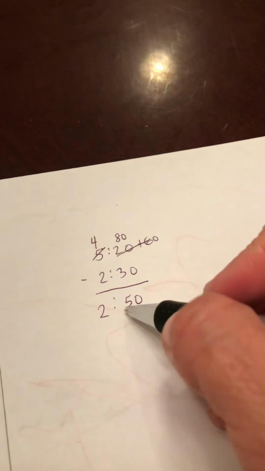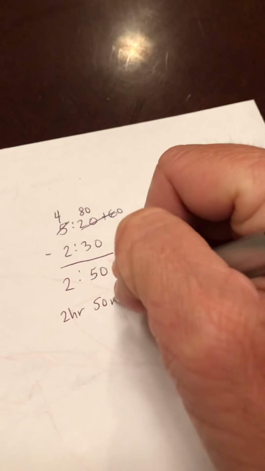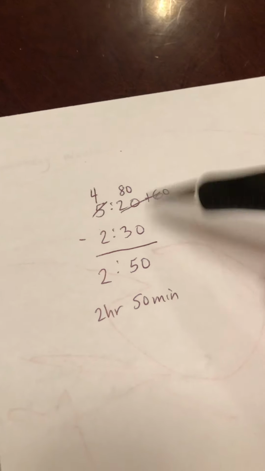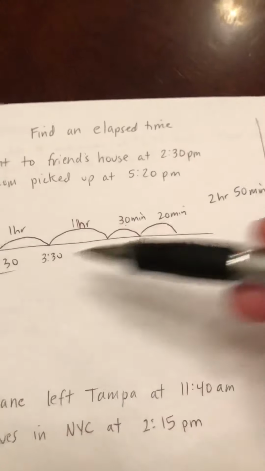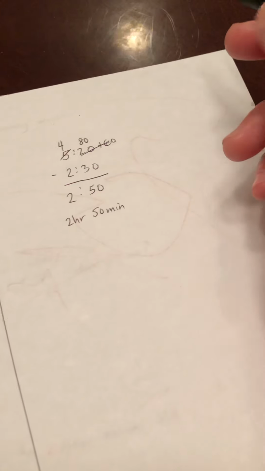Okay, this is not a time of day. This is not 2:50 in the afternoon. This is 2 hours and 50 minutes. Okay? Again, it looks really easy. It looks a lot quicker, a lot less complicated than this. There's not as much to keep track of. You just have to regroup properly.